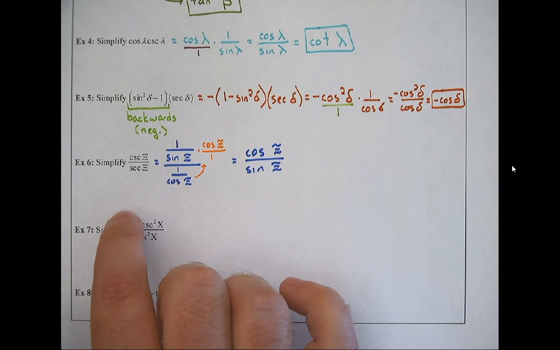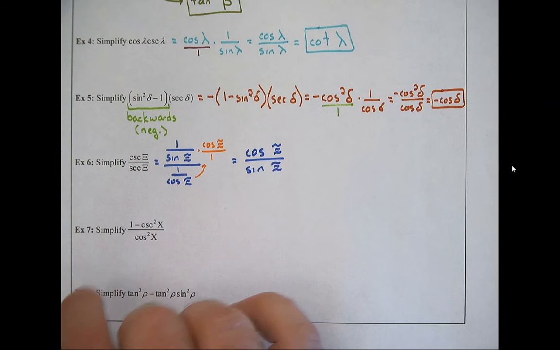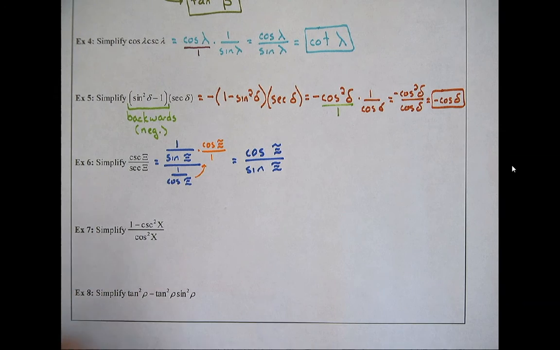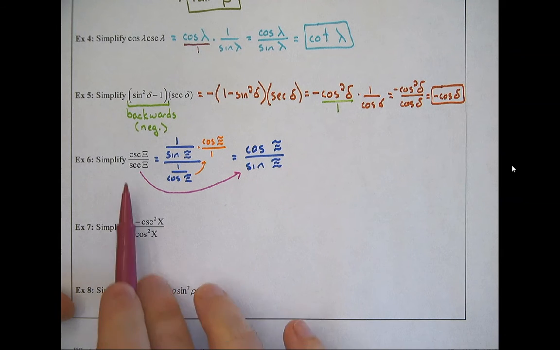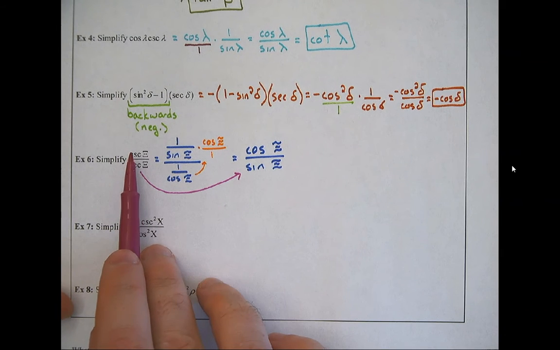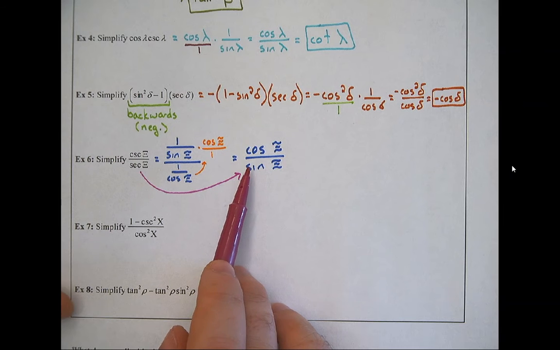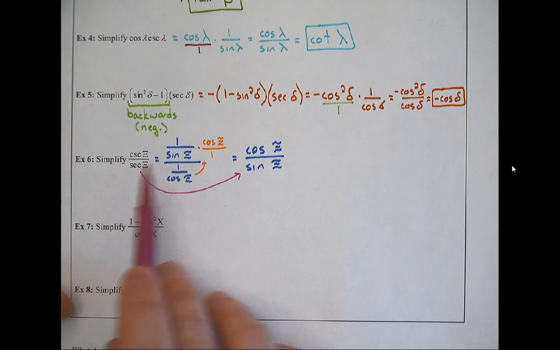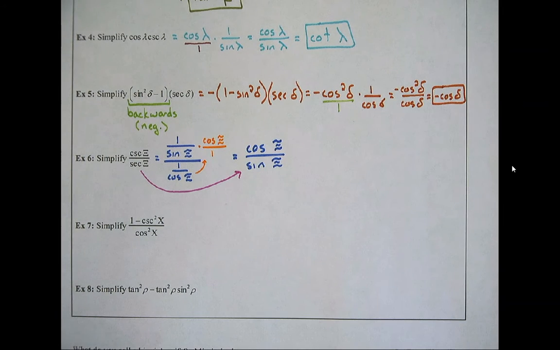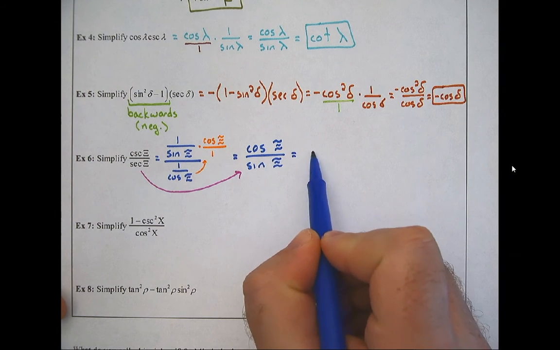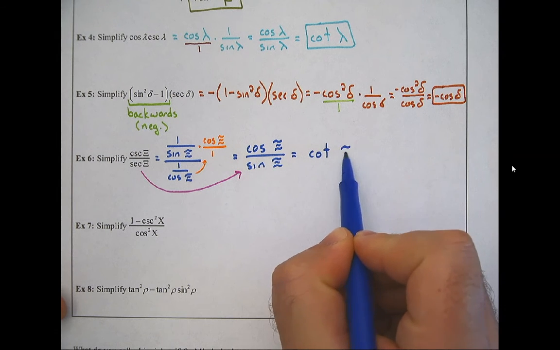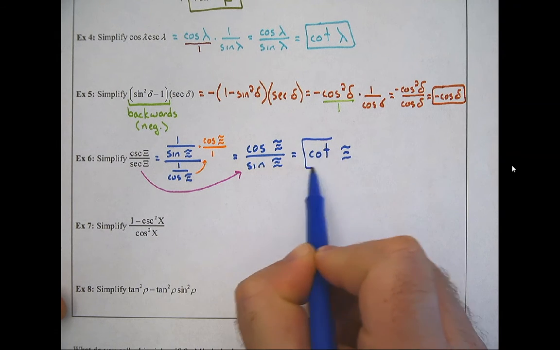It is legal to go directly from here to here. You can cut out that middleman because what did we say? A cosecant on the top is the same as a sine on the bottom. A secant on the bottom is the same as a cosine on the top. So you can skip that part if you want to. If not, it's not like it takes a long time to write that out. Cosine over sine, that's cotangent. I'm down to one term. Box it in, put it up on my fridge.